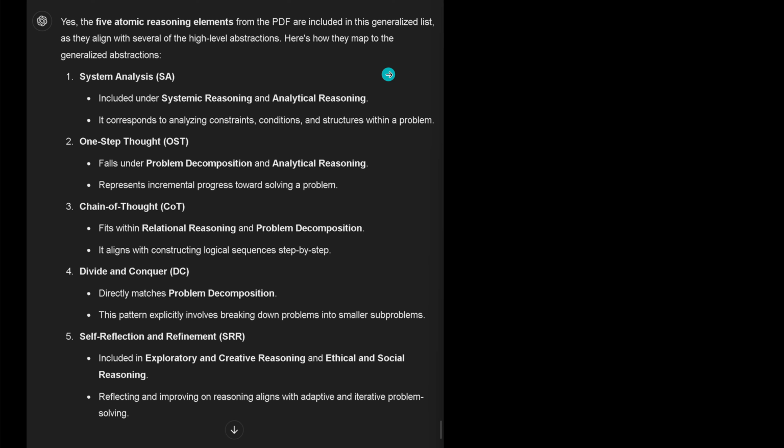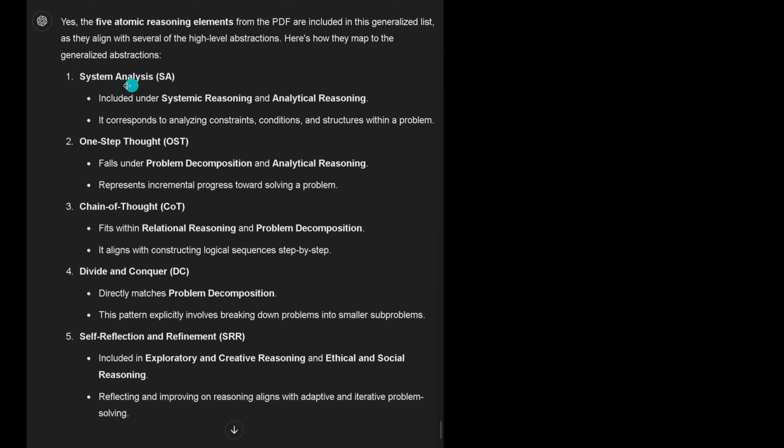Now, we're going to look at a new research publication in about 5 minutes, but they also came up with the idea of 5 reasoning elements. And those are their 5 reasoning elements. They go with a system analysis, a one-step thought process, a chain of thought that we know, then the divide and conquer idea, and a self-reflection and refinement. And I ask my AI system, hey, can we find our 6 elements in their 5 elements?